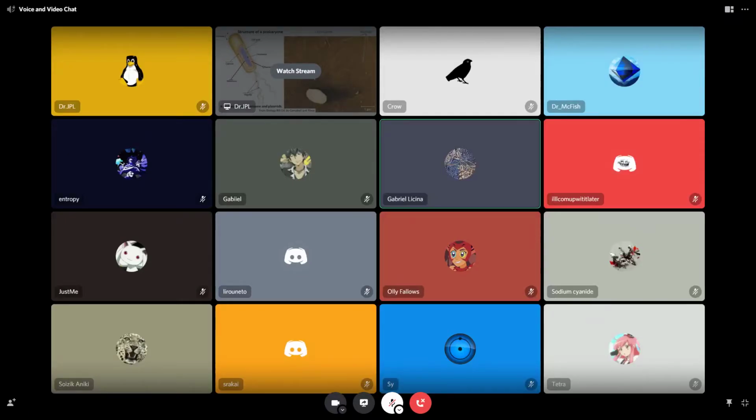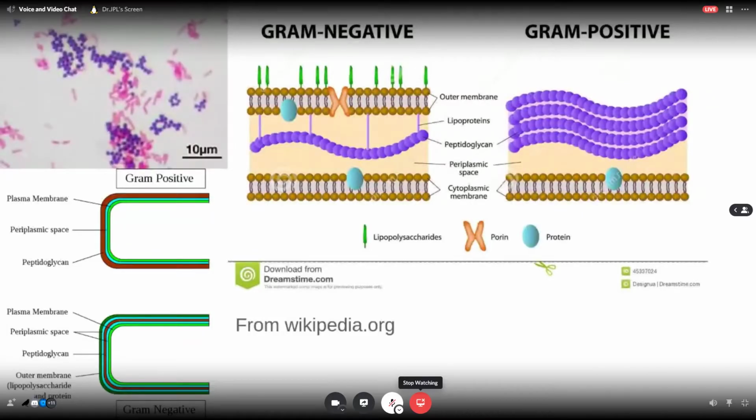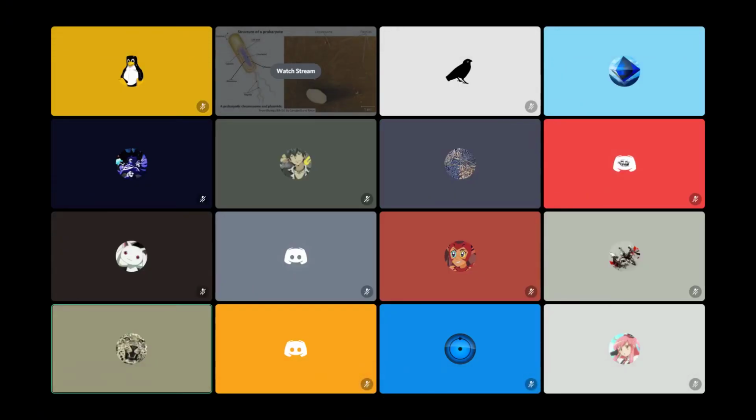Okay. Gram-positive and gram-negative are usually species specific, as far as I know. You don't have an E. coli that suddenly differentiates into becoming a different type of gram stain. I haven't studied this in a while, but that's what I remember from my microbiology class. Me and JPL, we shared an article where this could happen. Actually, JPL, you there?